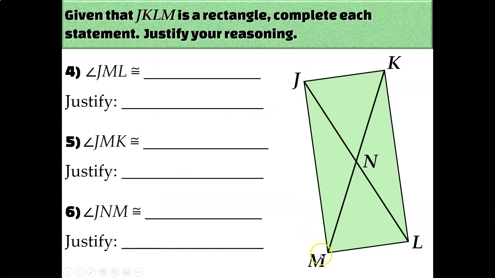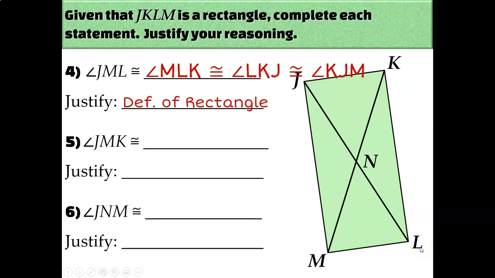What about angle JML? That's one of the 4 angles of the rectangle, and we know by definition of rectangle that all 4 of the angles in this shape must be congruent to each other. And that's the definition of rectangle. Here's an interesting question for you though. Angle JMK. So this little angle down here, which angle is it congruent to? It's congruent to LKM, this little angle. And that's an old school reason, that's the alternate interior angles theorem.